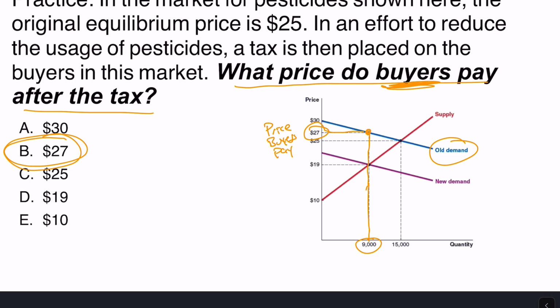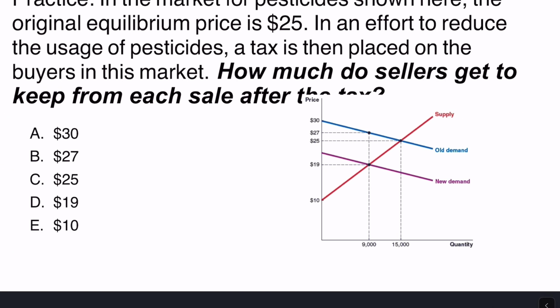Okay. Now that price buyers pay is what they're paying the pesticide seller as well as the tax to the government, both included in that $27. Now, same graph. How much do sellers get to keep after the tax? Pause here. Come up with an answer.